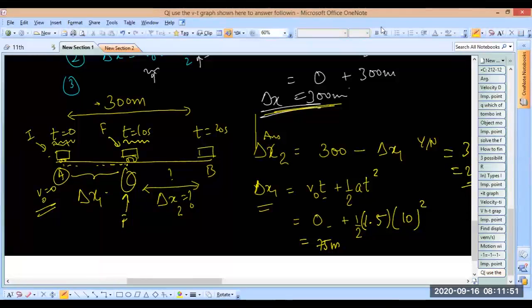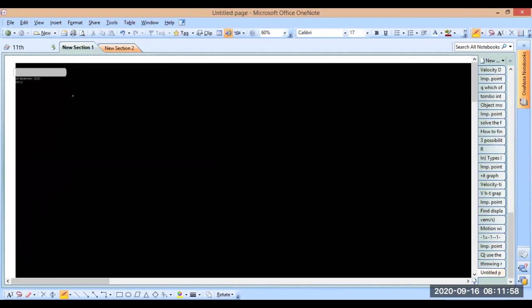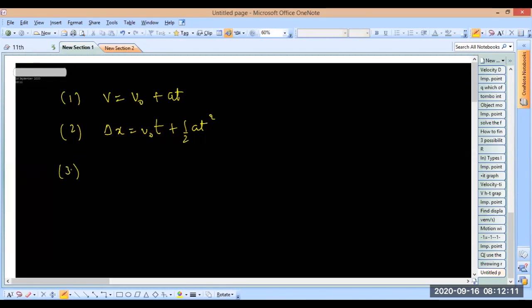So let's continue with the third equation. We have already derived two. First one is v is equal to v0 plus at. Second one is delta x equal to v0 t plus half a t square. Now it's time for the third one. I asked you to derive the third one on your own by substituting the value of t from the first equation into the second equation. So I'm showing you the steps now. The third one.